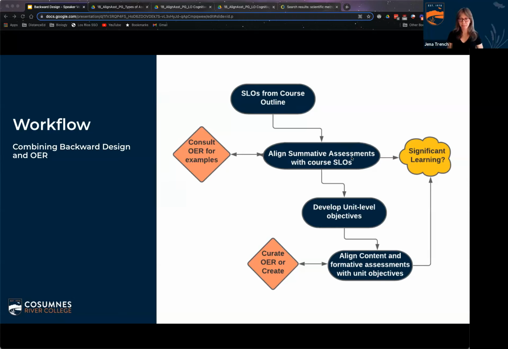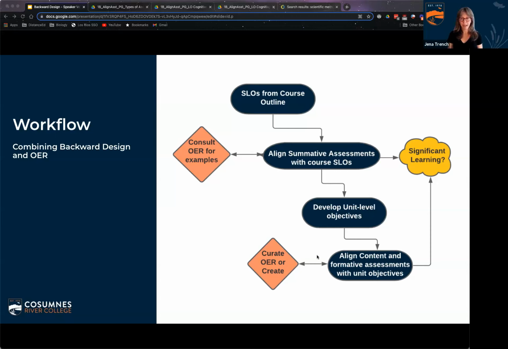Once you have identified your summative assessments, that's when you start thinking about your modules or your weekly lectures. And this is before you even start with the PowerPoint, start with what the objectives are. What do you want your students to get out of that week of material? And then create your content and align it with those unit level objectives.